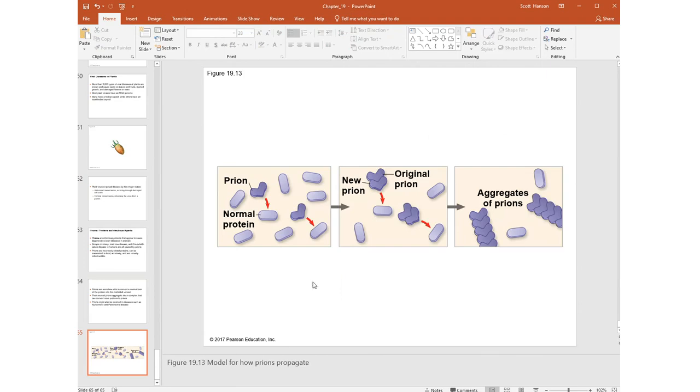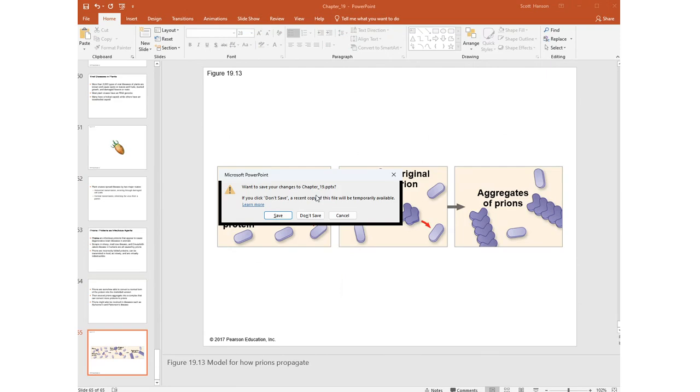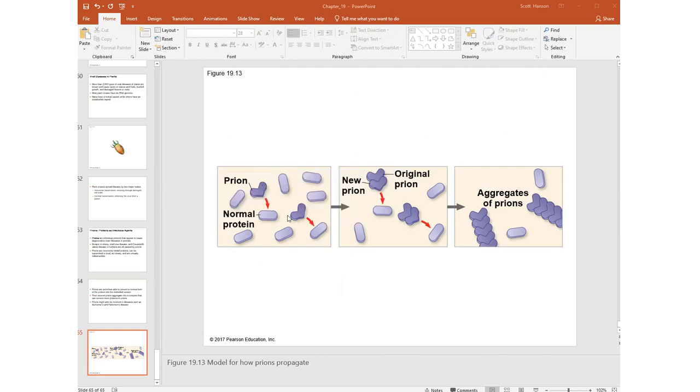So that's basically all of chapter 19. So look through it and study through it. And as always, if you have questions about chapter 19, contact me either through email or whatever, and I can answer your questions. So anyway, keep studying.